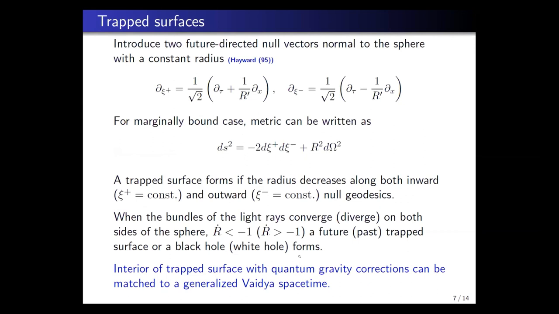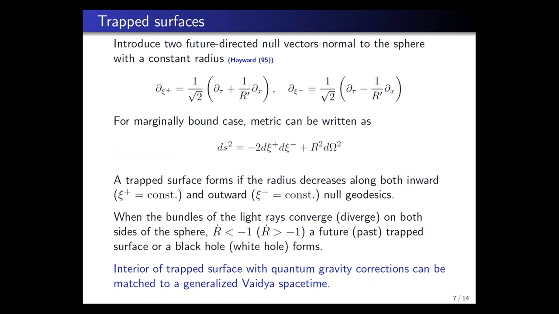Let me come now to the trapped surfaces, which is another piece of information we need. So once we have this outermost shell, and this outermost shell is bounding this sphere, then we can introduce two future directed null vectors. And I'm essentially following the approach by Hayward. Using these two future directed null vectors for the marginally bound case, one can rewrite the metric in this particular form. Now, one can understand the expansion parameter using this metric. I'm not going into those details, but if you look at the expansion parameter, then various details can be found.